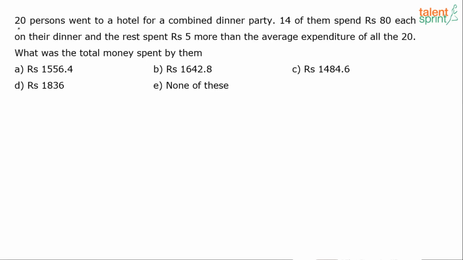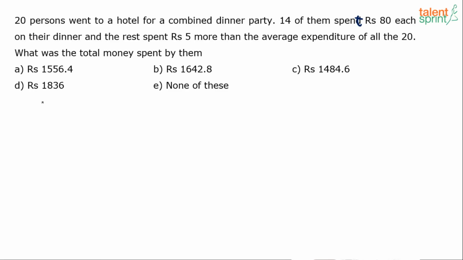Here we go. The question says 20 persons went to a hotel for a combined dinner party. 14 of them spent rupees 80 each on their dinner, and the rest spent rupees 5 more than the average expenditure of all the 20. What is the total money spent by them? Options have also been given to us. So not a very complex one. You just have to frame the right equation, right?